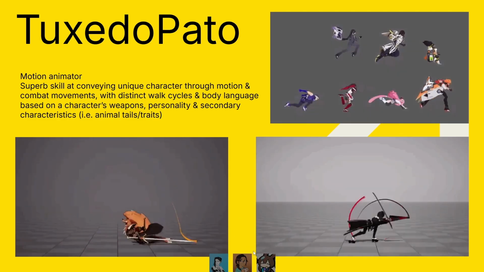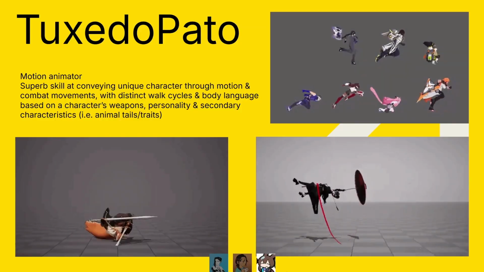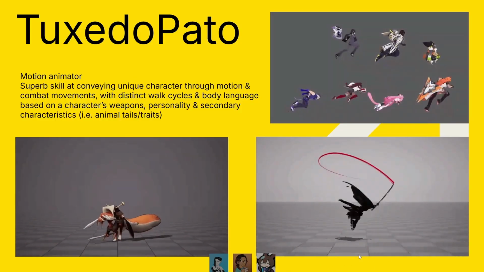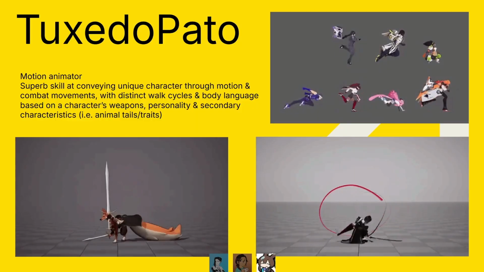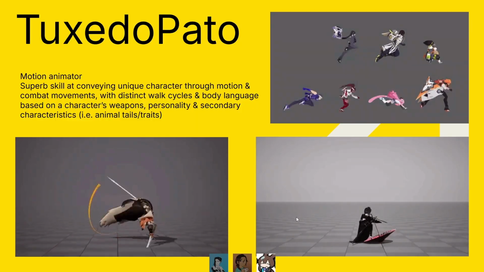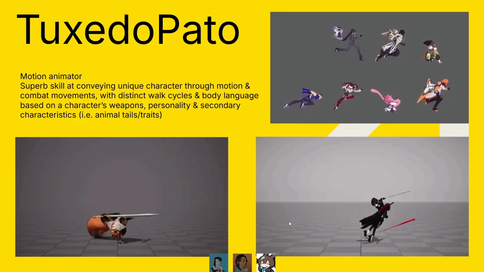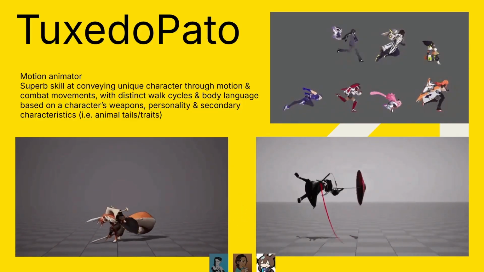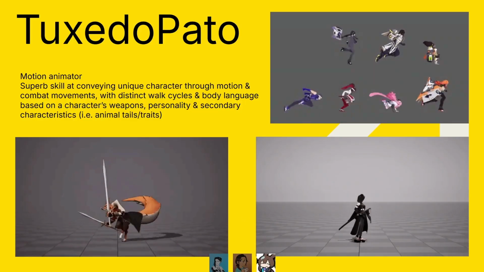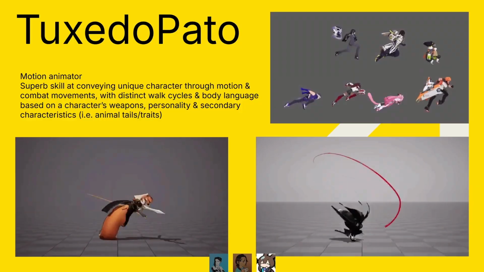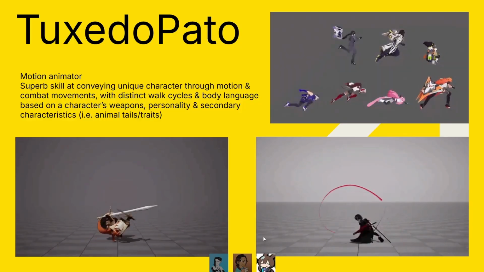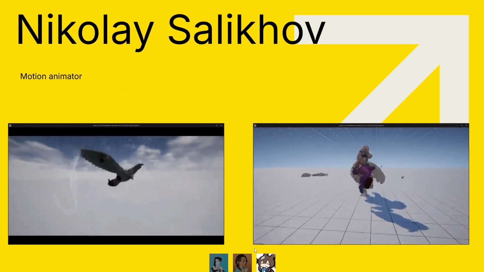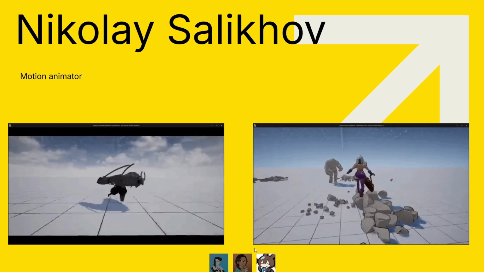And I would highly recommend looking at the rest of TuxedoPato's art, because they just have so much really cool stuff. They have a really creative way of imagining how characters move that will be a great asset to something like RWBY, where you want to make sure each character, at least the main characters, move in unique ways with their weapons. Another one in a similar field is Nikolay Salikhov.